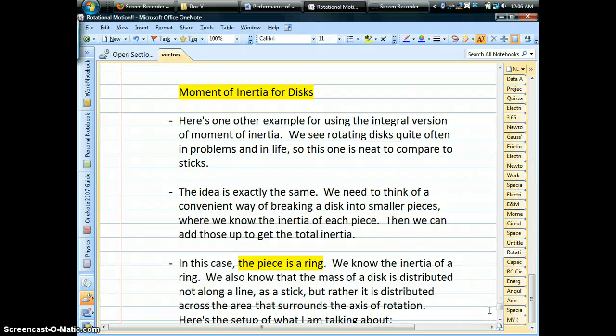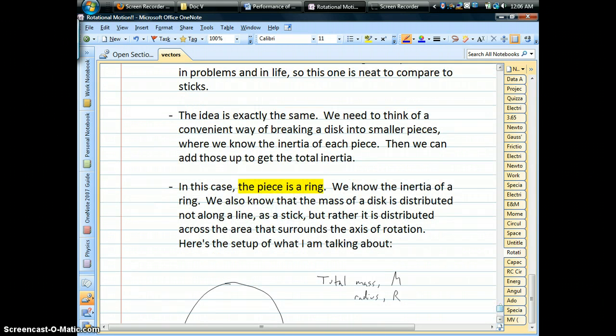Alright, we're back with rotations again, and in this case, a second example of how to do moments of inertia with the integrals, and this time we'll do a disk. Same idea as we would have for sticks or anything else. We're going to use the integral version, which means we have to basically break up an object, a solid disk in this case, into a bunch of pieces.